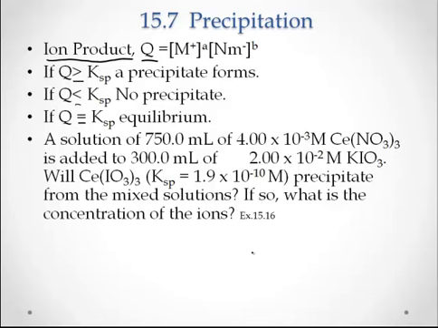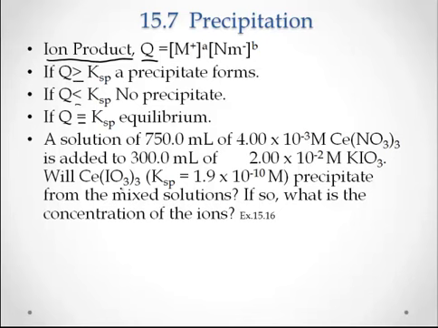I've got two solutions: some cerium(III) nitrate and some potassium iodate. As you know your solubility rules very well at this point, you know that cerium iodate would form a precipitate. In this case, what concentration would it take? So here we go. We're going to find out if a precipitate would form.